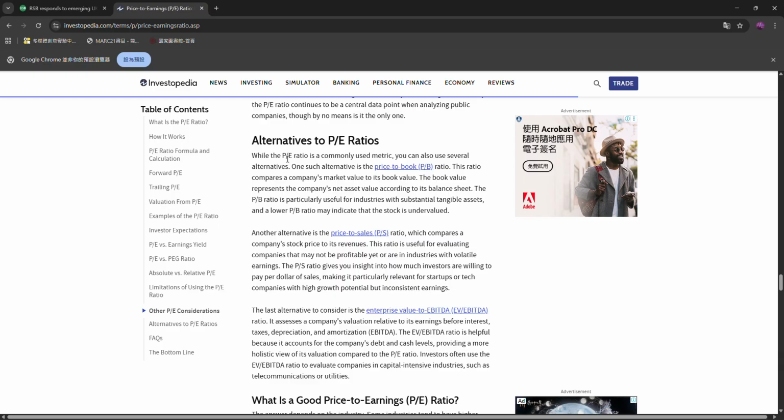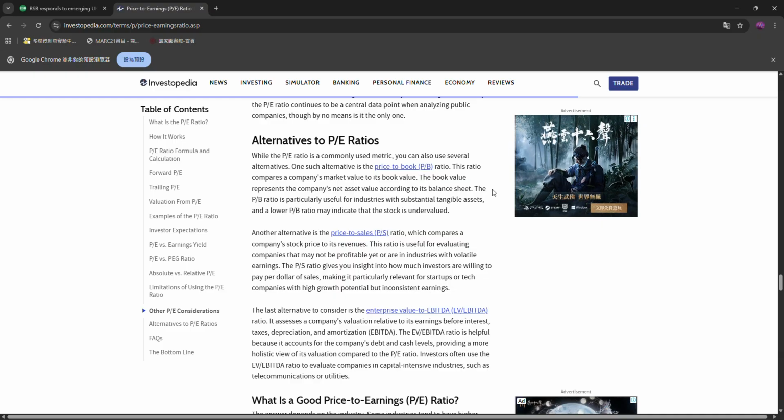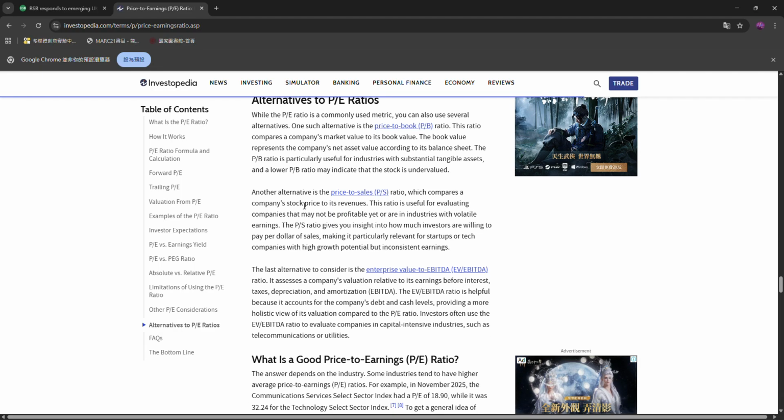Alternatives to PE ratios. The PE ratio is one company-use metric. You can also use several alternatives. One such alternative is the price-to-book ratio. This ratio compares the company's market value to its book value. The book value represents the company's net asset value according to its balance sheet. The PB ratio is particularly useful for industries with substantial tangible assets, and a low PB ratio may indicate that the stock is undervalued. Another alternative is the price to sales (PS) ratio, which compares the company's stock price to its revenues.